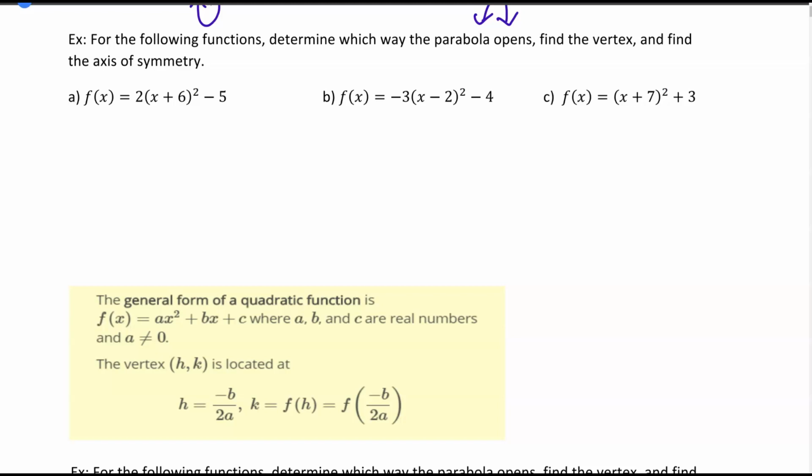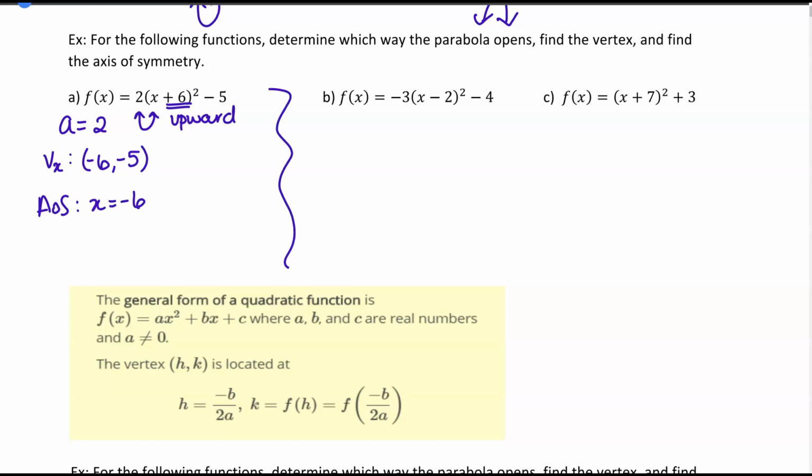All right, so let's take a look at A together, and then I'll pause and have you do B and C on your own. So here, notice that a is equal to 2, which means that because it's positive, I have a happy face on my hand. So this is going to open upward. Now when we look at our vertex, you'll notice that sometimes we'll do V of x like this for vertex notation. Since I have a plus 6 there, it's going to be a negative 6, and then I have a negative 5. So there's my vertex. And then my axis of symmetry is going to be x is equal to that negative 6 value. Okay. All right, try B real quick.